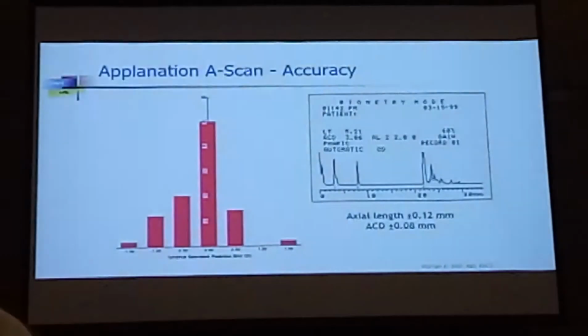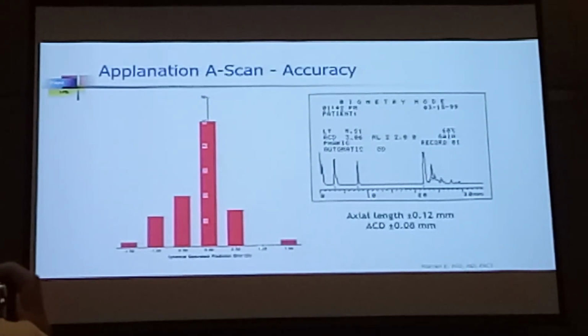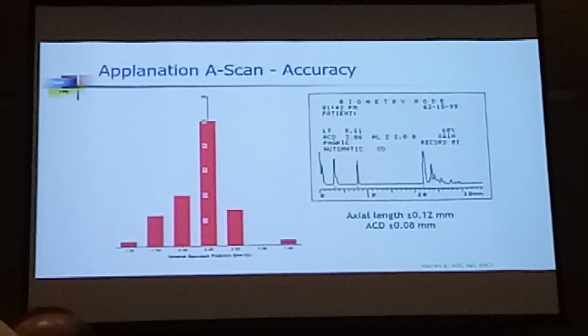So let's look at the precision clinically. This is the A scan. You can see that the axial length standard deviation is 0.12, which is probably about a quarter of a diopter. It all depends whether it is a short eye or a long eye. And the anterior chamber depth variability is 0.08 mm, not so critical unless you use the modern day formulas like Haigis or Barrett or something like that.